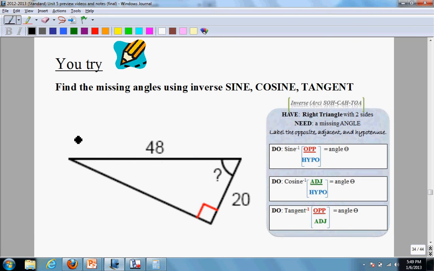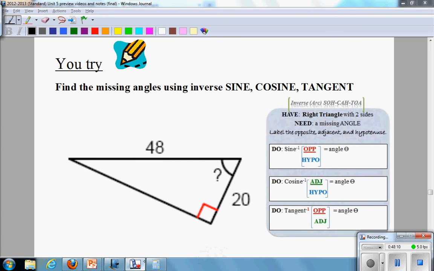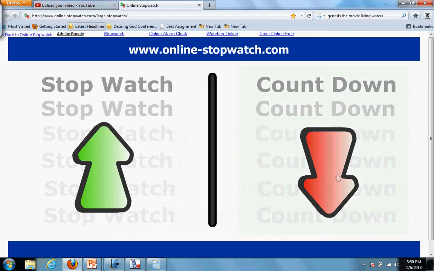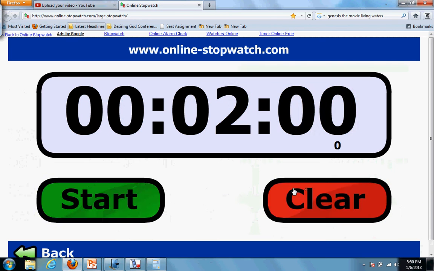I'd like you to take 3 minutes and attempt to do this last problem on your own. 3 minutes. Or I think you can do this faster. Let's give yourself 2 minutes here. Go.